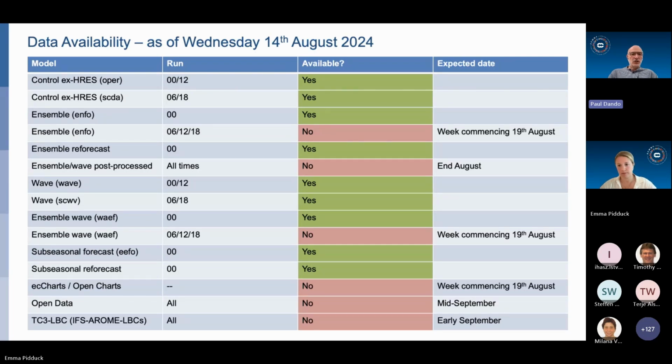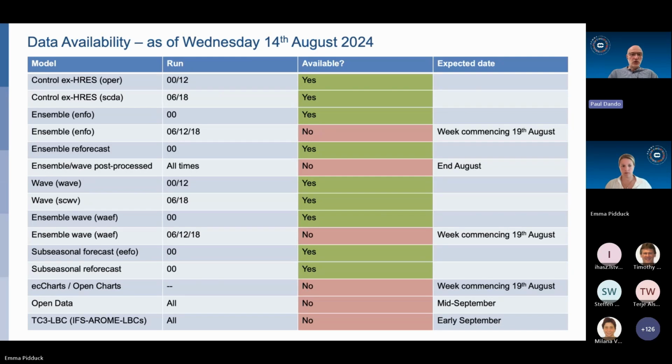The other major thing that is missing at the moment is the ensemble wave post-processed products. These are like the extreme forecast index and the shift of tails, the EFI and the SOT. These are not expected to become available until the end of August. EC charts and open charts, we're hoping to have the test data available as a new layer in EC charts. That should also come next week, and along with that, we'll be providing the open charts to go with it. Open data, unfortunately, we will not have available until mid-September.